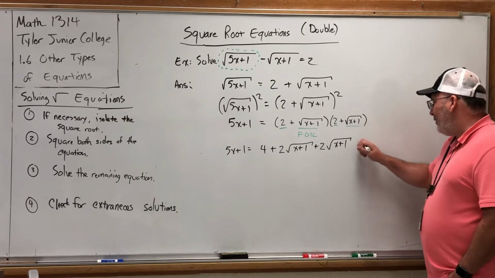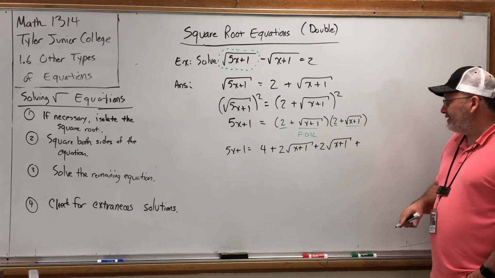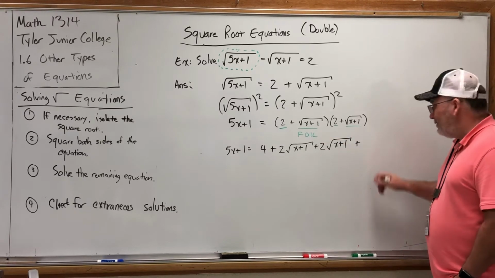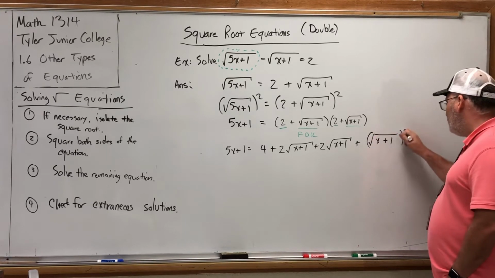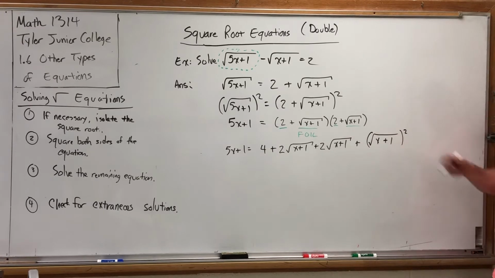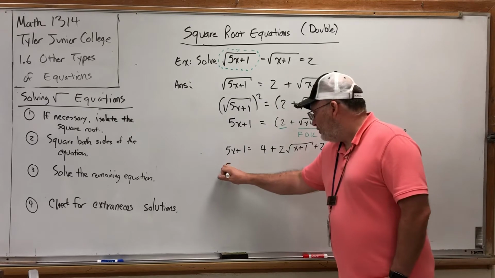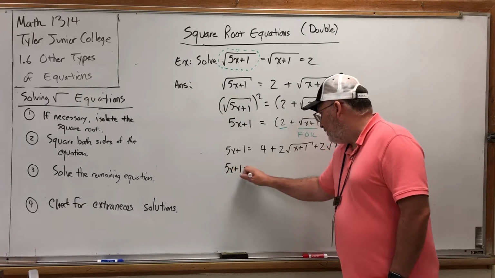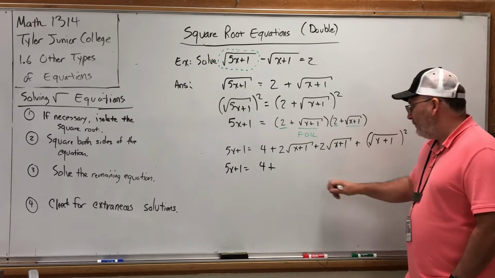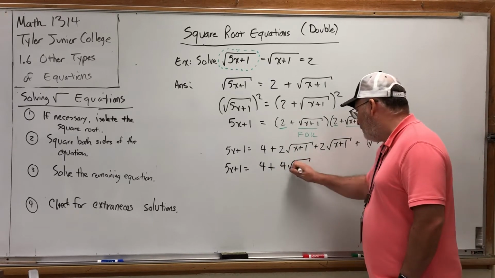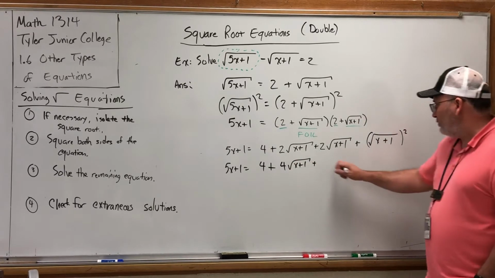So we just did the inside, now we have to do the last. The last is the square root of x plus 1 times itself. But that's the very definition of squaring something. So the last part is the square root of x plus 1 squared. That's convenient. That cancels the square root there. So we have 5x plus 1 equals 4 plus, let's combine these into 4 square root of x plus 1. And over here, the square cancels the square root and we're left with x plus 1.